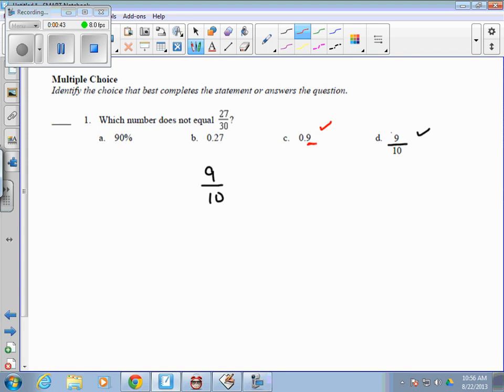And then this is 9 out of 10, and if you added a 0 to both of them, it would be 90 out of 100, which is 90%. So this one checks out. So the only one that doesn't work is B, 0.27.